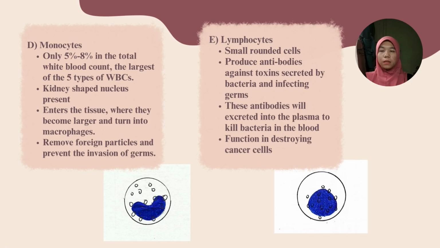Next is monocyte. Monocyte have only 5% to 8% in the total white blood count. It is the largest of the five types of WBC. Monocytes also have a kidney-shaped nucleus. When they enter the tissue, they become larger and turn into macrophages, and it also removes foreign particles and prevents the invasion of germs. Last but not least is lymphocyte.